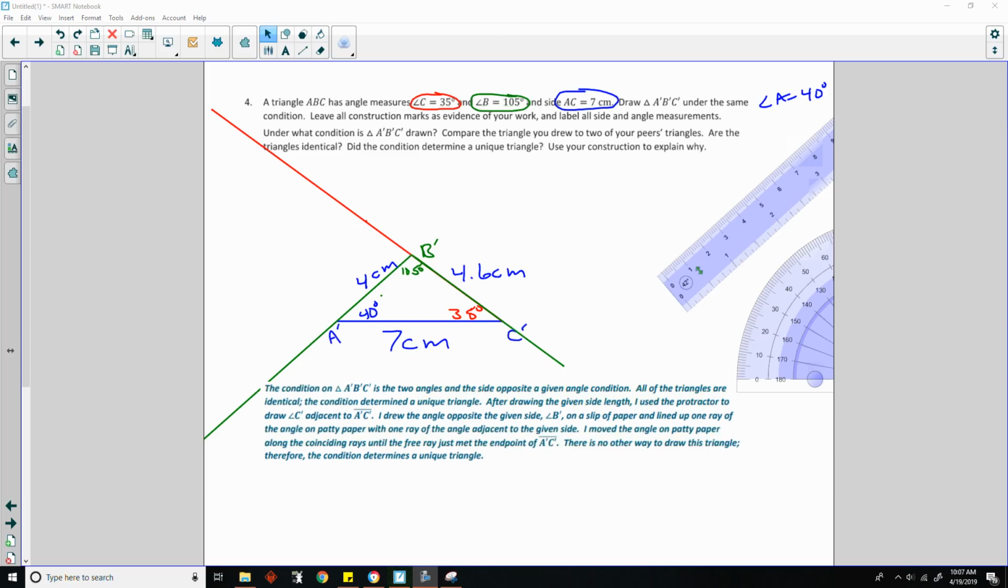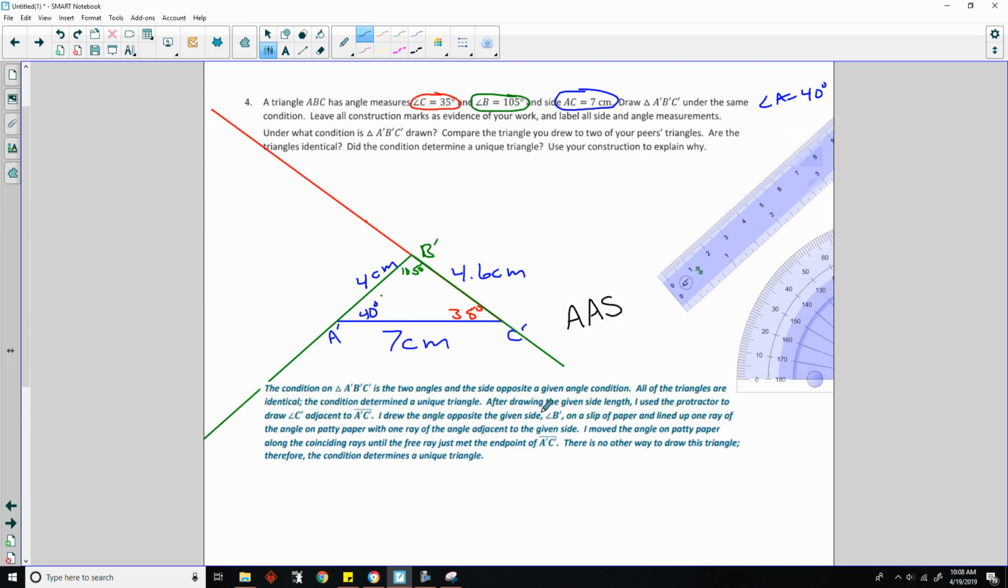Okay, so here's our lengthy response. The condition on triangle A prime, B prime, C prime is two angles and then the side opposite a given angle, which is angle, angle, side. All of the triangles are identical. The condition determined a unique triangle. After drawing the given side length, 7 centimeters, I used a protractor to draw C prime, which was 35 degrees, adjacent to A prime C prime.